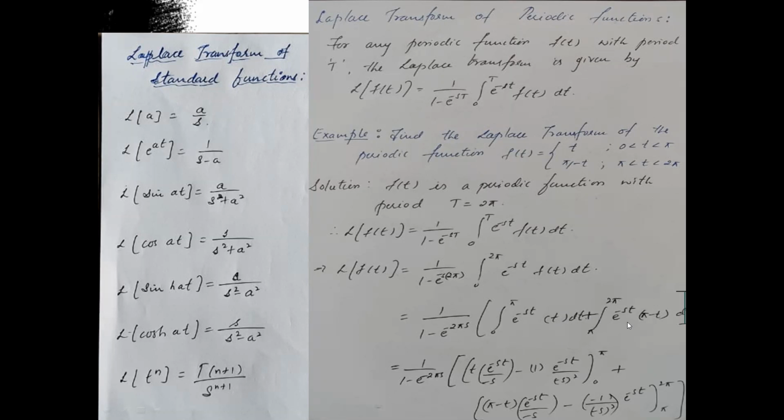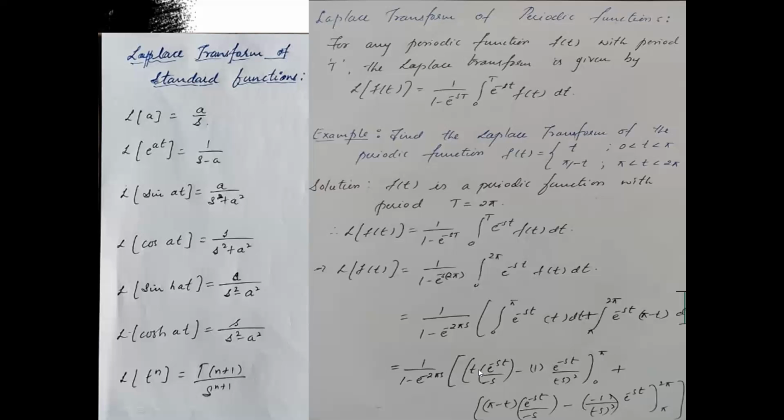Now we'll go for the second integral. The function here is pi minus t into e raised to minus st. Again we apply Bernoulli's rule. Pi minus t we will keep as it is. Integration of e raised to minus st is e raised to minus st divided by minus s. Then minus sign. Derivative of pi minus t is minus 1. Integration of this integrated term: minus s will be constant. Integration of e raised to minus st is e raised to minus st divided by one more minus s, so it is minus s whole square. Limits are from pi to 2 pi.